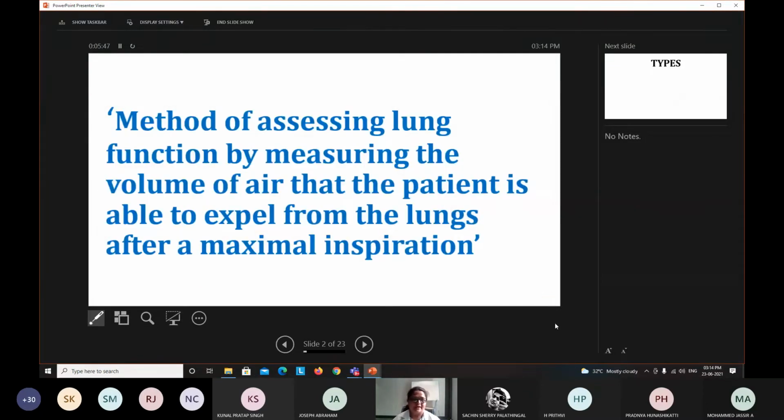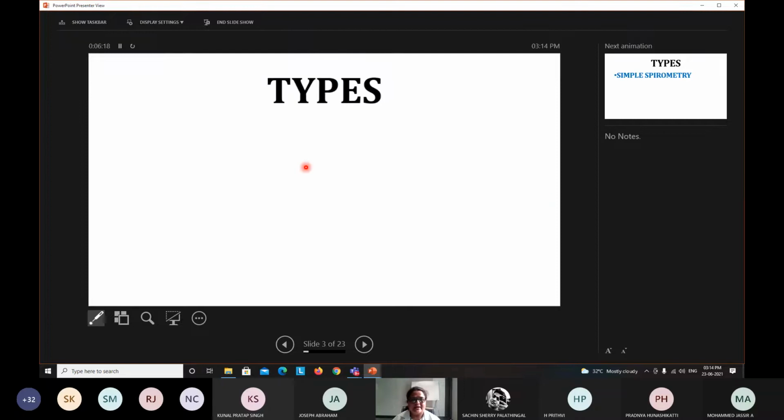What is spirometry? It is a method of assessing lung functions by measuring the volume of air that the patient or the subject is able to expel from the lungs after maximum inspiration. It can be maximum inspiration or normal inspiration. Overall, we are measuring lung volumes, the volume of air in the lungs during different phases of breathing, whether under normal conditions or deep or forceful inspiration and expiration. Right. Then there are different types of spirometry.